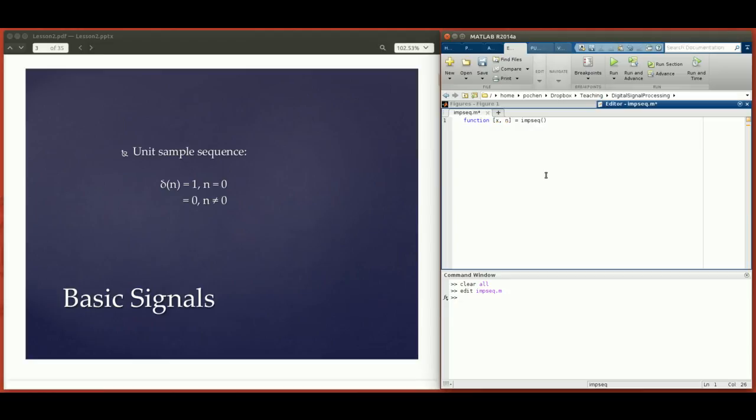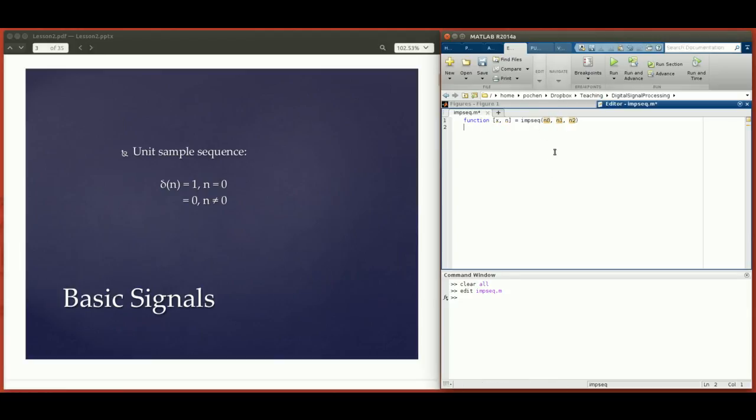So the first input that we want is an input to specify where you want to put the unit amplitude. Let's just call it n0. n0 is going to be the location where the amplitude of the signal is going to be unity. And then we also want a range. So n actually goes from some value to another value. So that's going to take two inputs, let's just call them n1 and n2. So basically that's going to be the definition of a function.